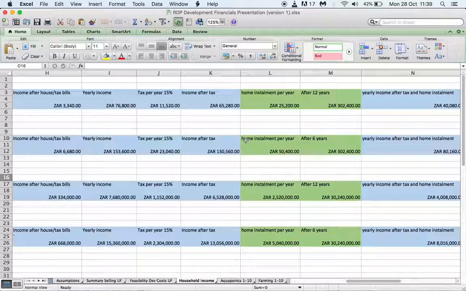And here, looking at the same figures, but with two people working in that household, all the figures basically just double. And the amount of time it takes them to pay off the house decreases by half. So you're looking at 6 years instead of 12.